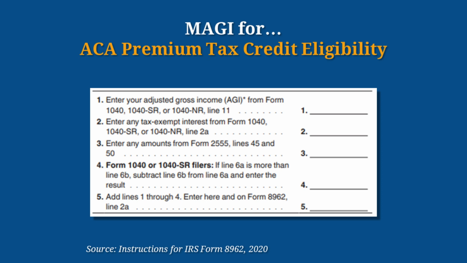For those enrolled in ACA plans and whose MAGI is below certain levels, the government will subsidize some of the premium costs by way of giving tax credits. This MAGI starts with AGI, and like the IRMAA MAGI we just discussed, it adds in any tax-exempt bond interest received. Next, while it doesn't spell it out as clearly, you have to add in the same few foreign income and housing exclusions we mentioned before. Those exclusions are shown on Form 2555, which is what is referenced here. And finally, you have to add in any non-taxable Social Security benefits you received.